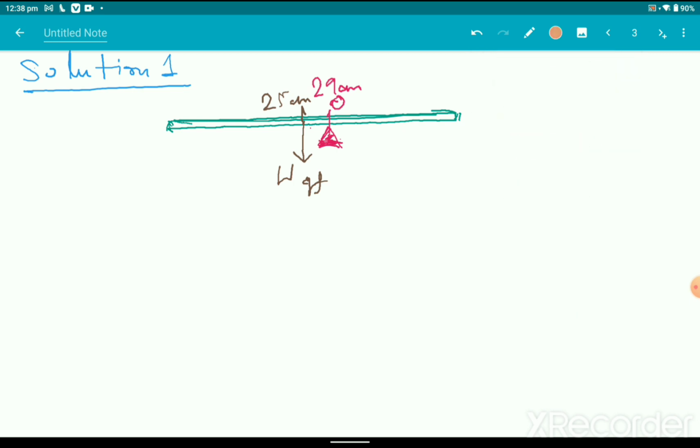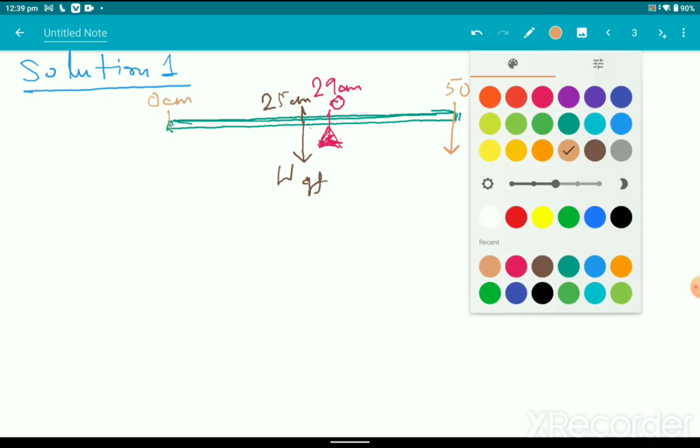Okay, so definitely if I want to balance the rule, I have to suspend the 20 gram mass on the right end, isn't it? So this is the 0 centimeter mark, this is the 50 centimeter mark, and from this 50 centimeter mark the weight of the mass, 20 gram, actually acts. So here is the 20 gram mass. So you know all that.